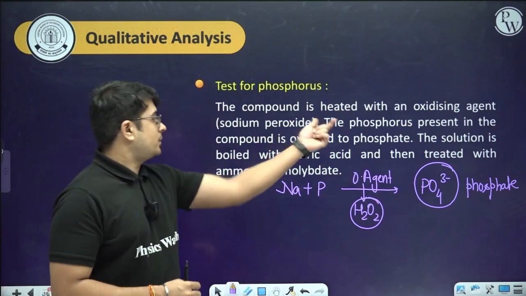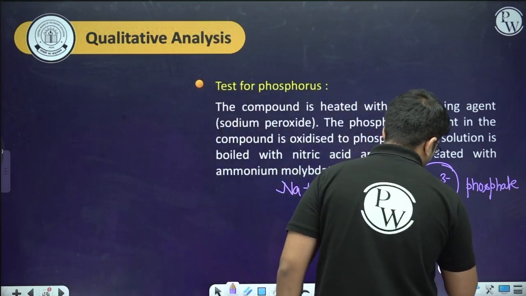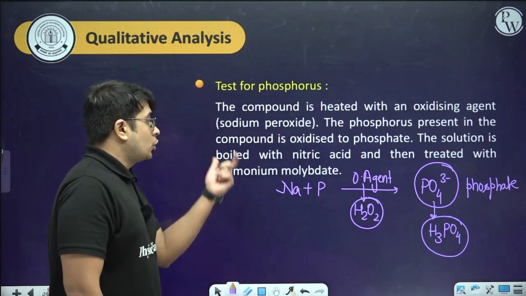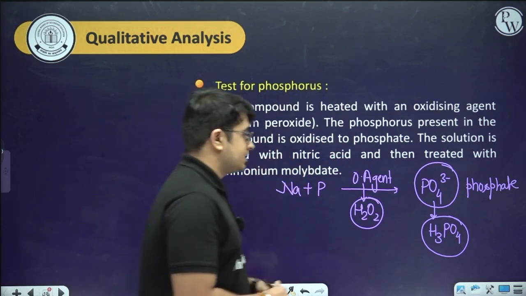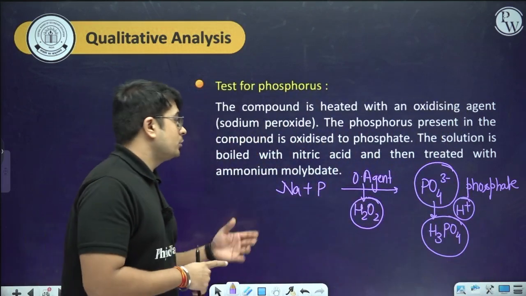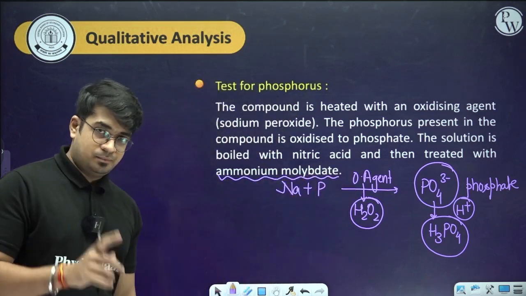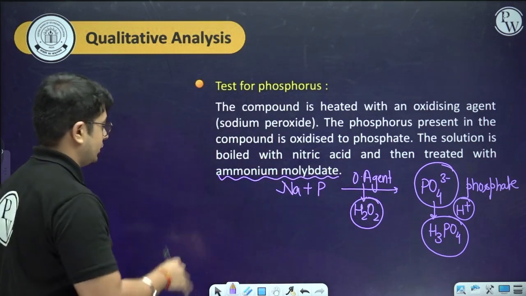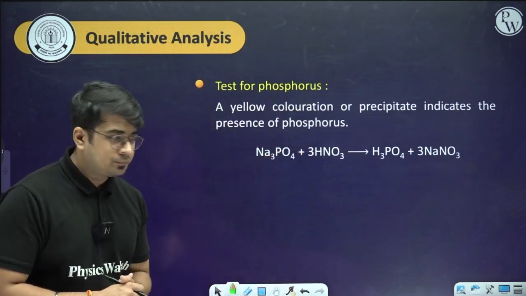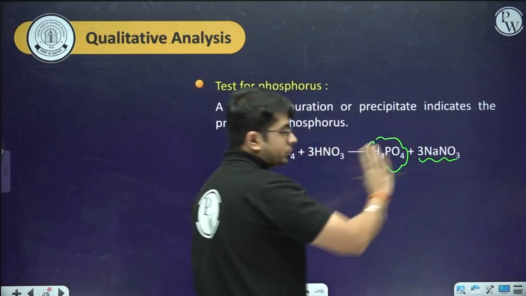I hope this part is clear. Now the phosphorus present in the compound is oxidized to phosphate ion, and if we have H positive, eventually it's going to form H3PO4, the corresponding acid. The solution is boiled with nitric acid, so we have the presence of H positive from nitric acid, and the entire part is converted into H3PO4. You can see this reaction: Na3PO4 plus HNO3 is converted into H3PO4 and NaNO3. It's not going to interfere with the reaction.